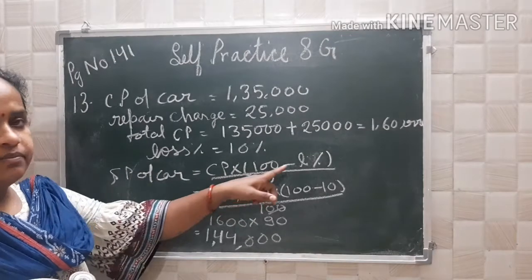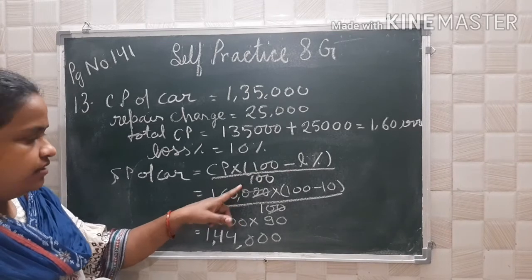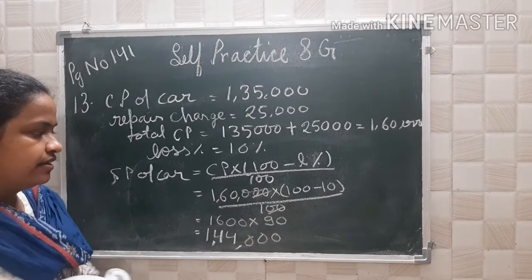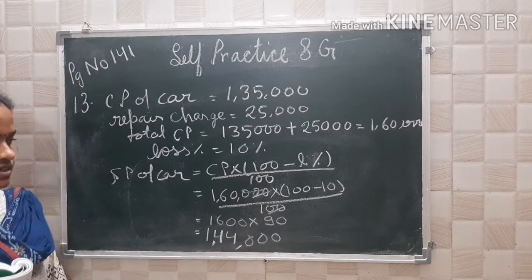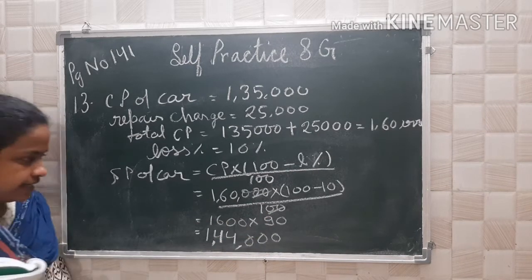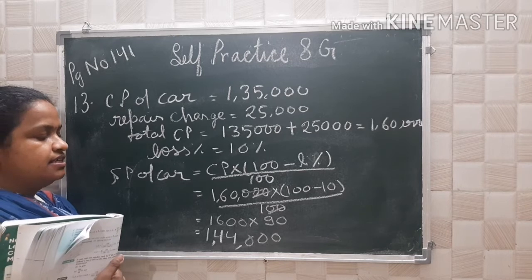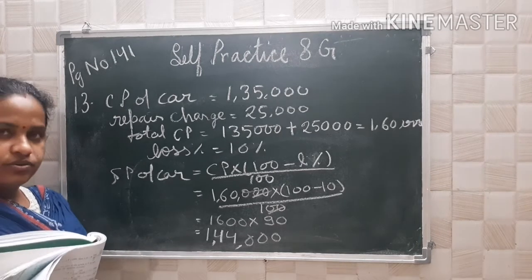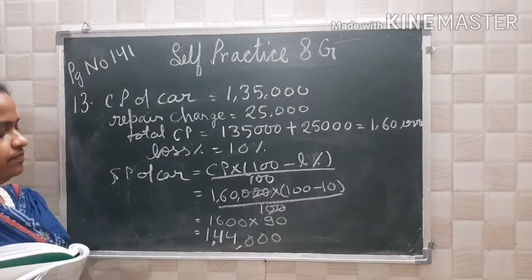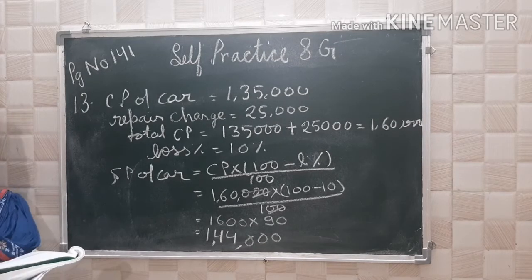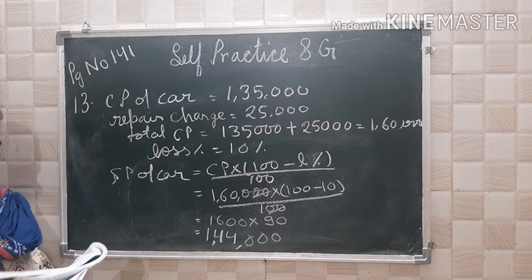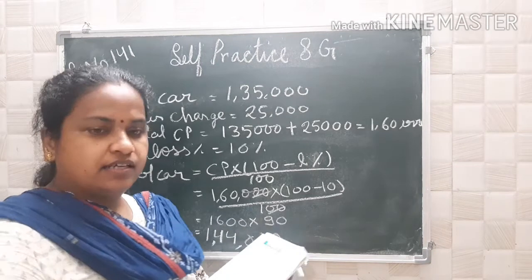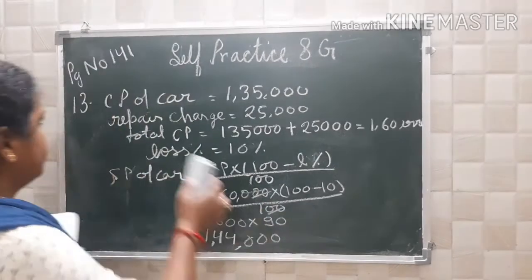SP is CP into 100 minus loss percent upon 100. So 1,60,000 into 100 minus 10 upon 100. From here the 0s will be cancelled out. 100 minus 10 is 90. 1,600 into 90 is equal to 1,44,000. Okay students, then what will be the SP of the car at which he has to sell? That will be 1,44,000. Clear?